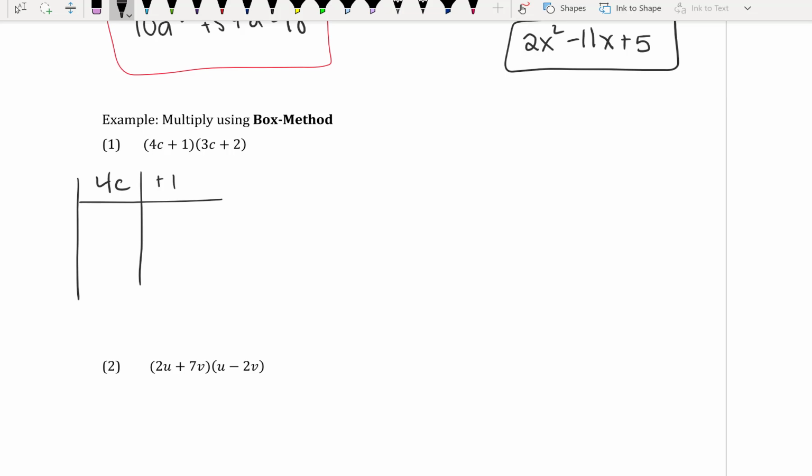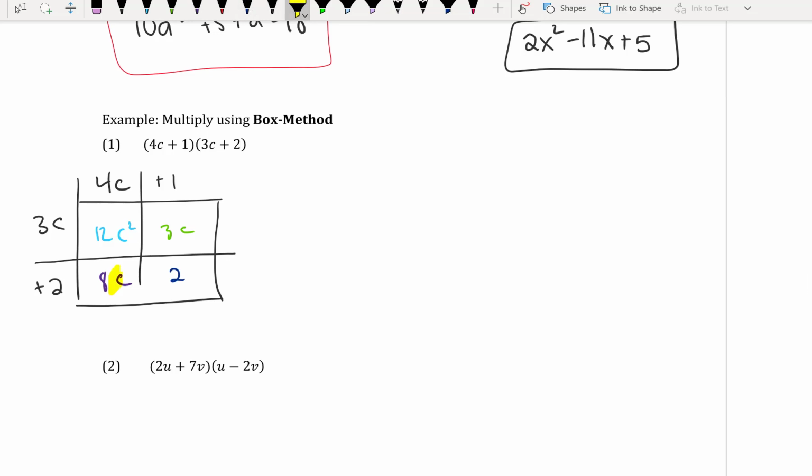So notice how I just wrote the first polynomial going across. Now I'm going to write the second polynomial going down. So I have my 3c, and I have a positive 2. So now I'm going to multiply as if it were a multiplication table chart. So 4 times 3 is 12, c times c is c squared. I have 3c times 1, so that's a 3c. 4 times 2 is an 8, and I have my c. And 2 times 1 is a 2.